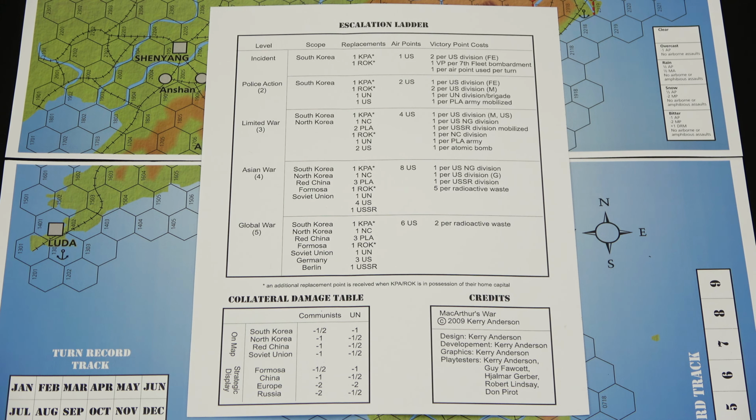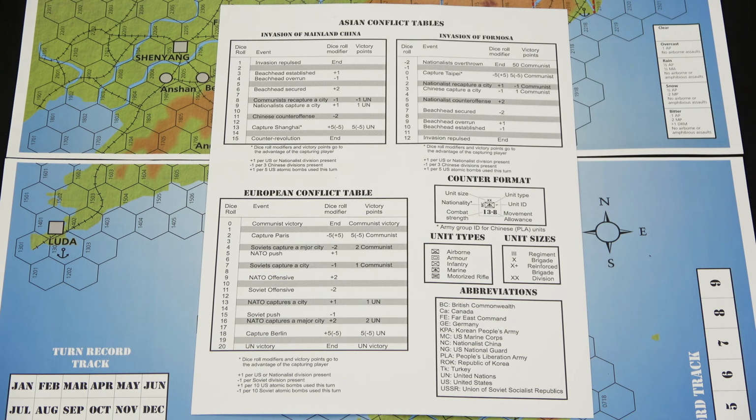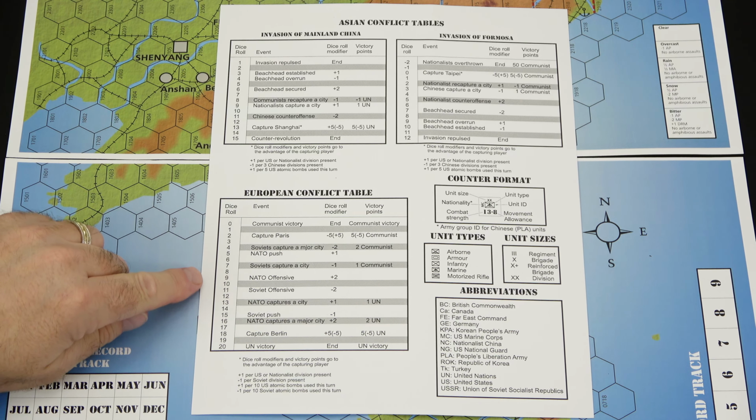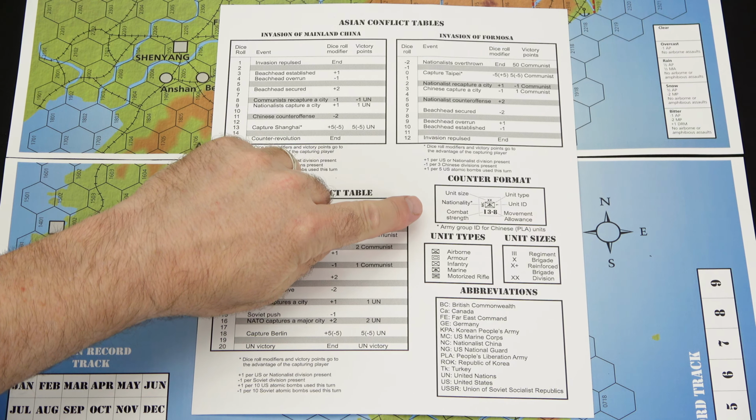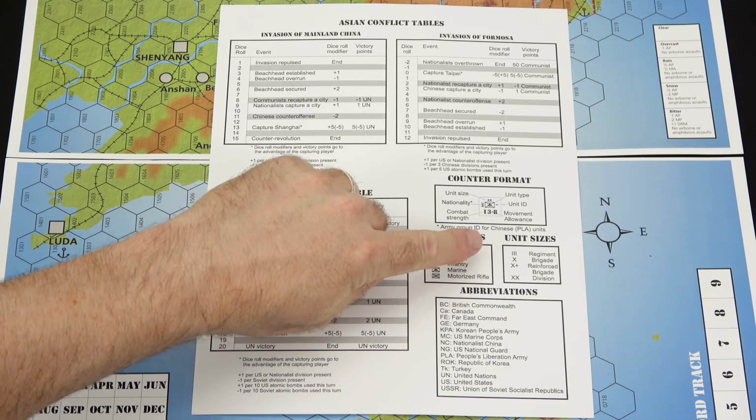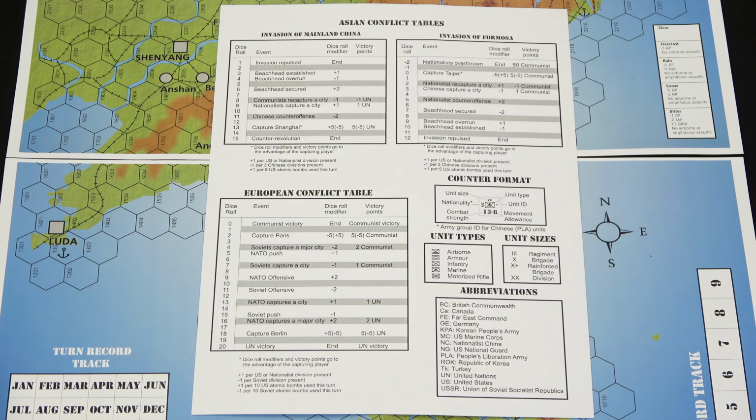Next, we have the escalation ladder and the collateral damage table. On the next sheet, we have the Asian conflict tables, which cover invasions of mainland China and Formosa. Then we have the European conflict table, and the counter format giving us a breakdown of all the pieces of information on the counters, the unit types, unit sizes, as well as the abbreviations used in the game.